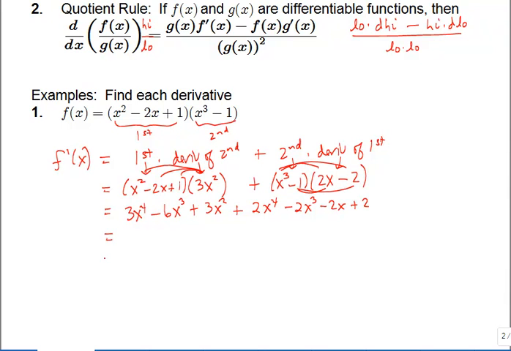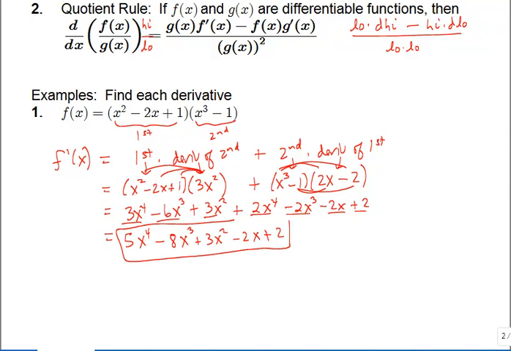And then combining like terms, I have a 3x to the 4th and a 2x to the 4th, which is 5x to the 4th. A minus 6 and a minus 2 is a minus 8x cubed. Then I have a 3x squared by itself, and then a minus 2x plus 2 by itself. So here's my final derivative, all cleaned up. Okay?